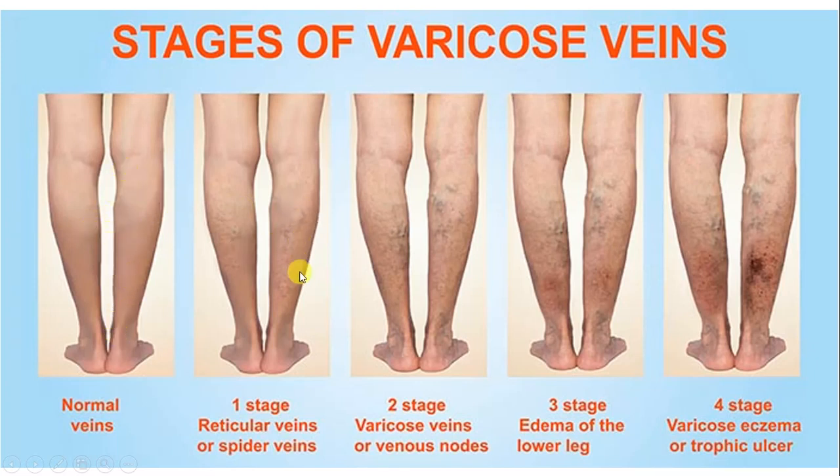So there are stages of these varicose veins. Normal one, then stage 1, where small reticular or spider veins are visible. Stage 2, small nodes appear in the leg. Stage 3, there is swelling of the leg. Stage 4, there is venous ulcer formation. So these are the 4 stages of varicose veins. This is for the purpose of understanding, to fulfill curiosity.